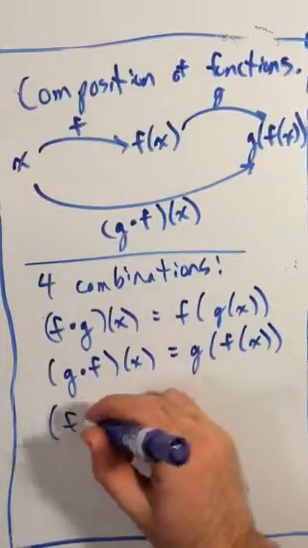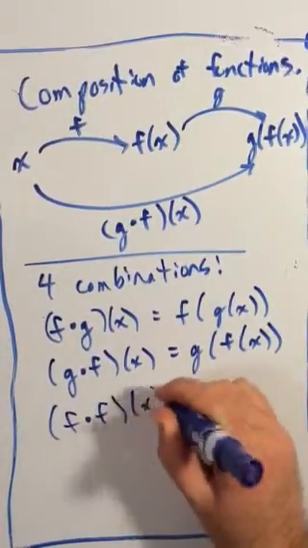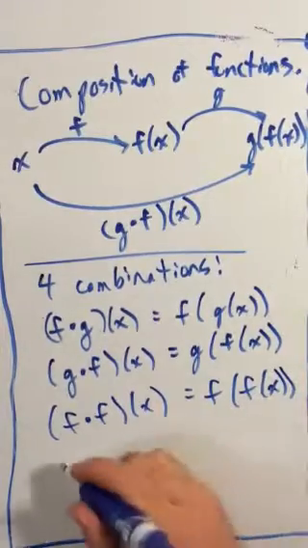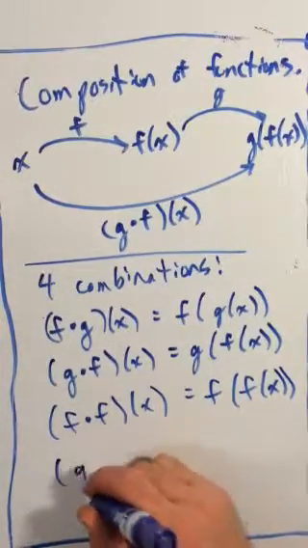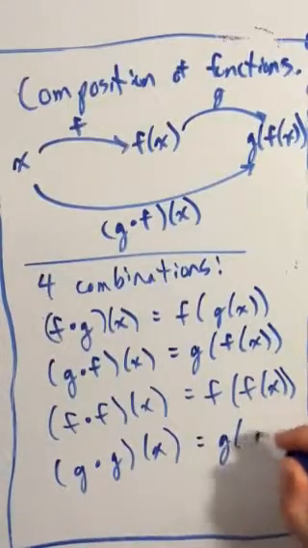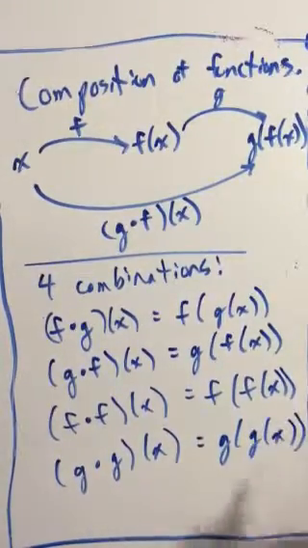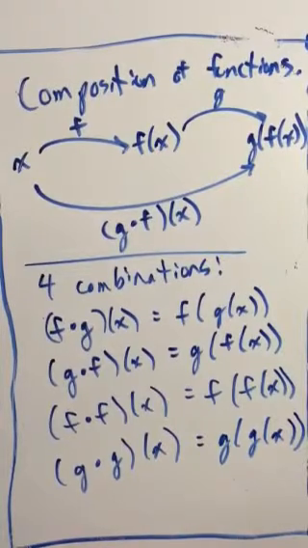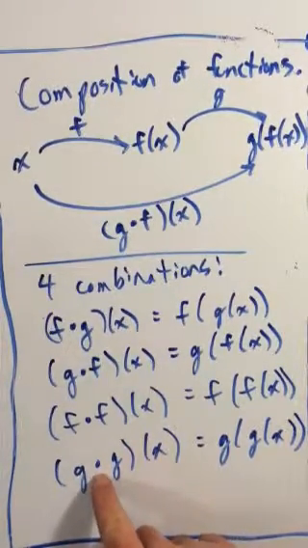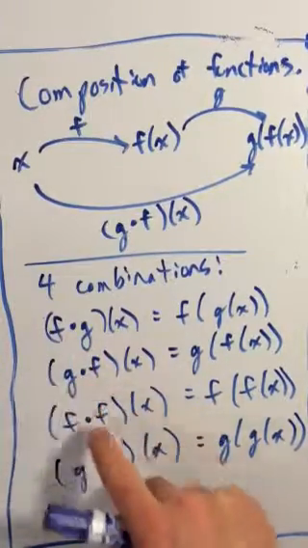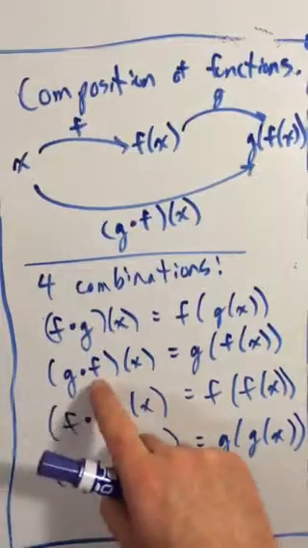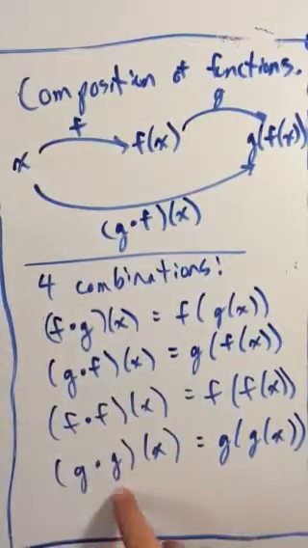You can have f circle f of x, which is f of f of x, and g circle g of x, which is g of g of x. So the other thing to realize is these are little tiny circles. This is like a degree marker, not like an O. So this is not fog, golf, foff, and gog. This is f circle g, g circle f, f circle f, and g circle g.